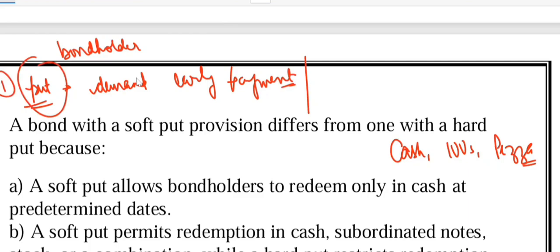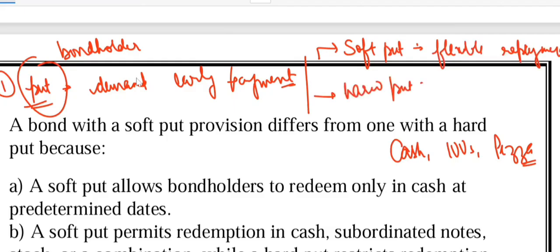So there are two types of put option. The first is called soft put. What is the meaning of soft put? Soft put means flexible repayment. Your repayment is quite flexible. And what is the meaning of hard put? Hard put means strict, cash only. It is quite strict. It says cash only. So basically soft put is a kind of flexible repayment.